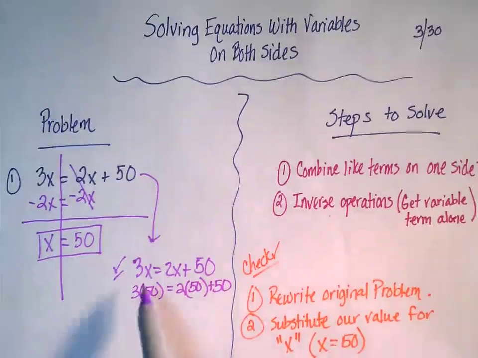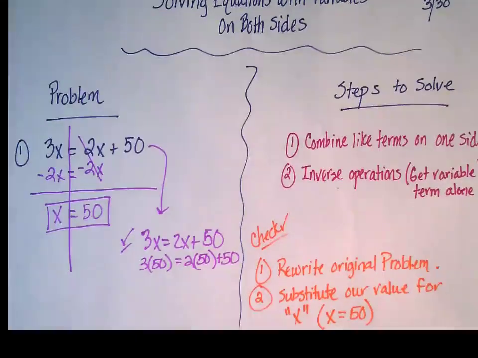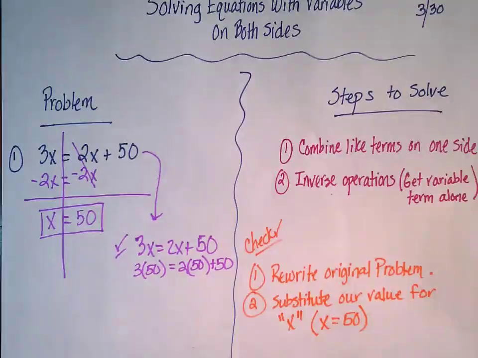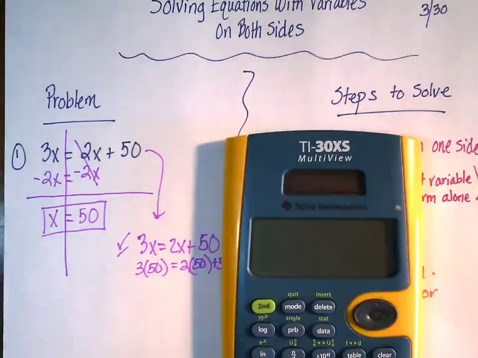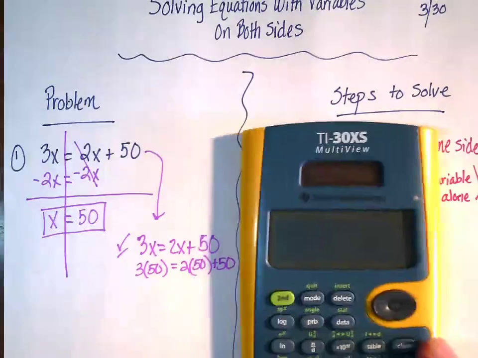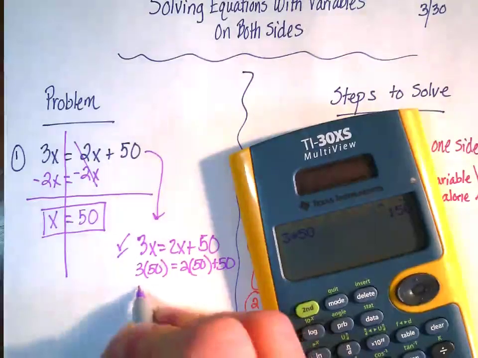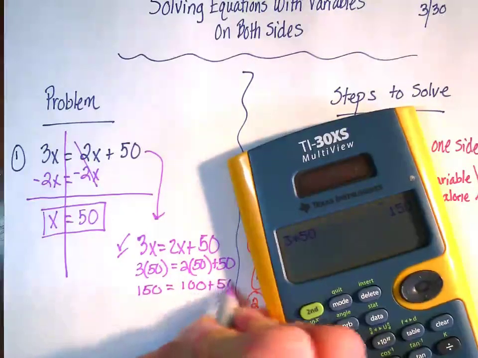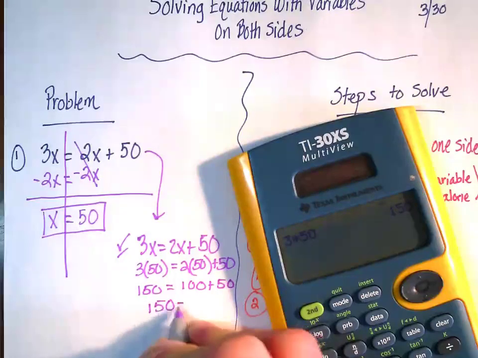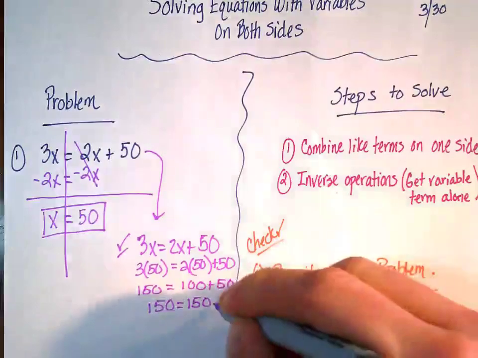Remember, when you have a coefficient next to a variable, that always means you have multiplication. So that's something that plays into the game as well. So going through, now we're going to bring out our calculator, right? You can do that in your head, obviously, but I always like to use the calculator to check. So 3 times 50 equals 150, right? 2 times 50 is 100 plus 50, right? And it looks like everything's going to check out. Does 150 equal 150? Yes, it does.